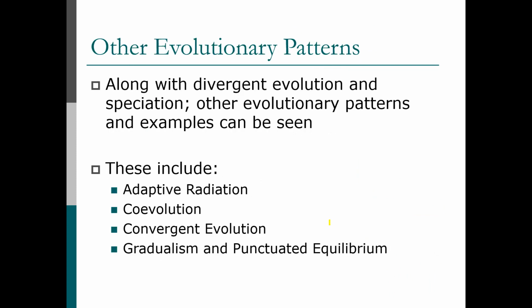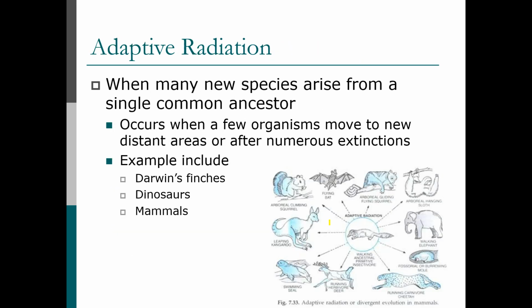All right, now we're going to end our lesson with just a few other evolutionary patterns. These are some things that we can see along with speciation, kind of some large-scale evolution patterns. We're going to take a look at each one of these. We have adaptive radiation. And anytime you see the word radiation, I want you to think about the sun. We have this radiation, or these rays that are coming off of the sun.